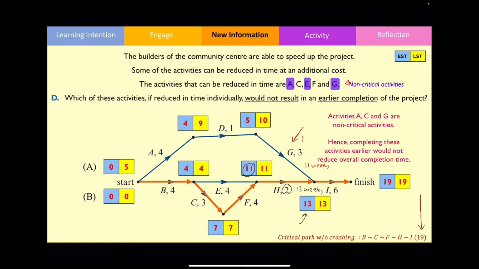And therefore, the minimal completion time can be found by going 13 plus 6, which is equal to 19. As you can see, by reducing this activity over here to 1 week, this doesn't actually minimize the completion time. So there's no point at all reducing the length of non-critical activities. Let's move on to part E.